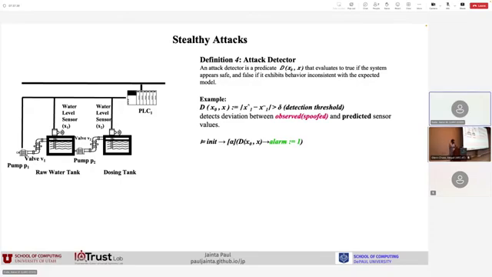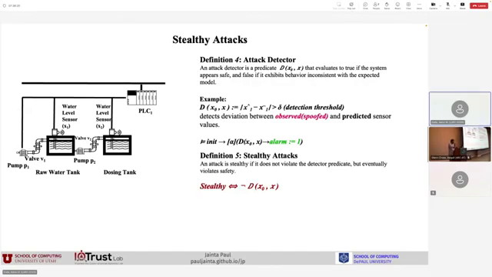For example, this is the same attack that I was talking about. Let's say we have a detector and it detects the attack based on the spoofed sensor value and the predicted sensor value of the digital twin. It will raise an alarm if the difference is greater than this detection threshold. But if the adversary is so intelligent that it spoofs the sensor value in a way that it remains less than the detection threshold, then the detector will never be able to detect the attack.